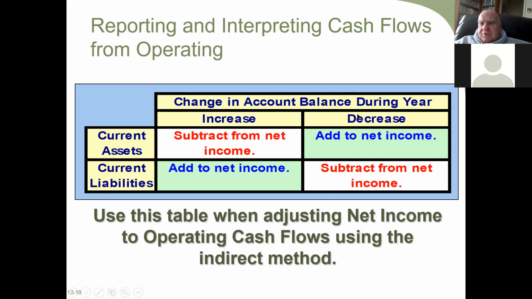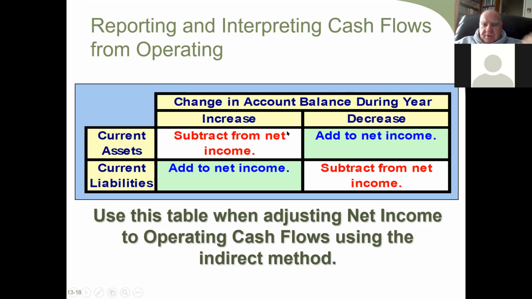If a current asset goes down, it's a positive cash flow, and you're going to add it to that income number. Accounts receivable. How does accounts receivable decrease? Hopefully by getting paid by our customers. So if accounts receivable goes down, that is a positive cash flow. If inventory goes down, that is a positive cash flow, because the only way the inventory goes down is you sold something.